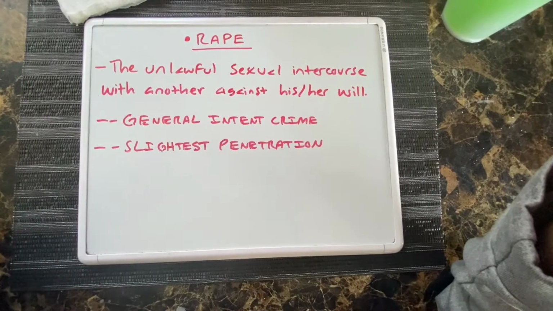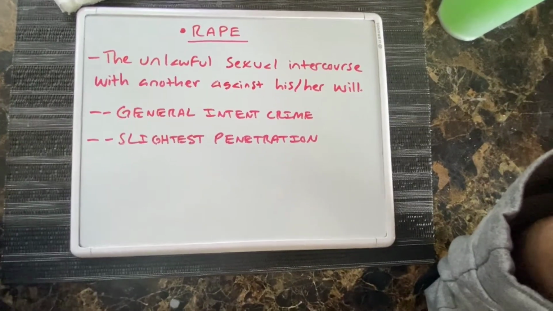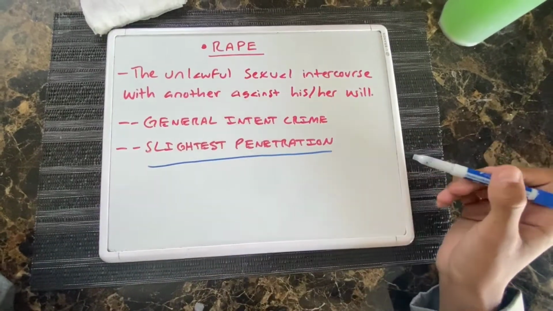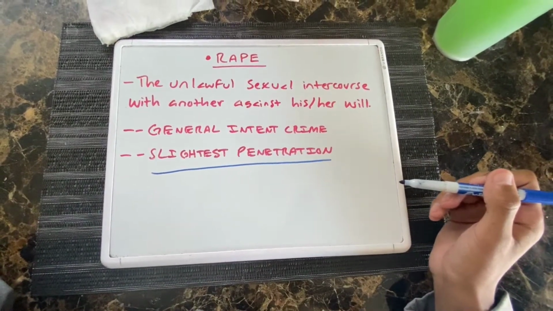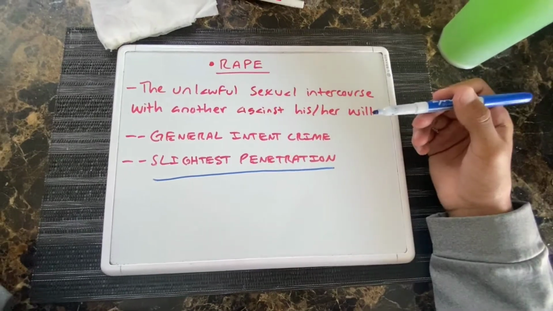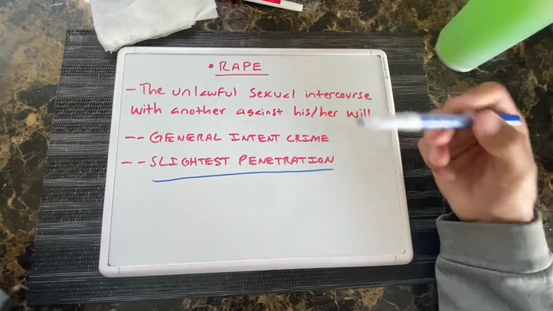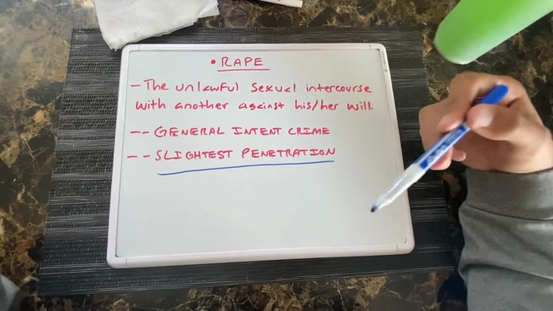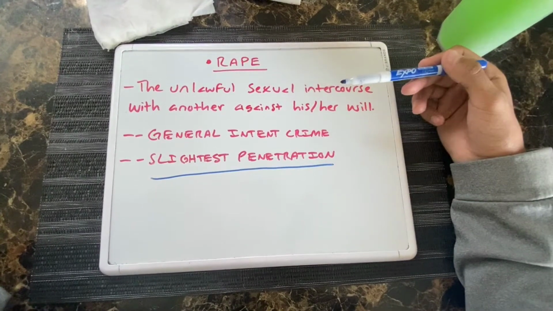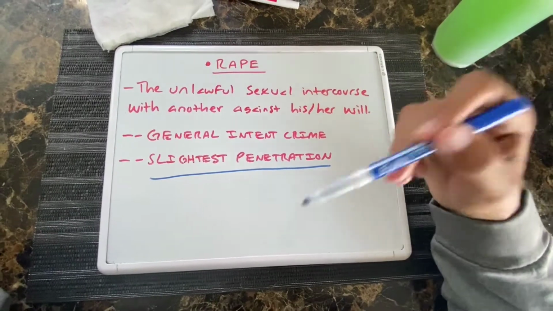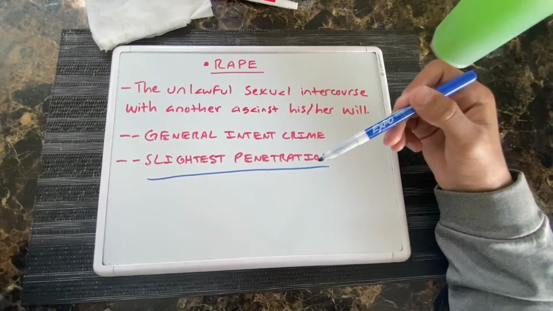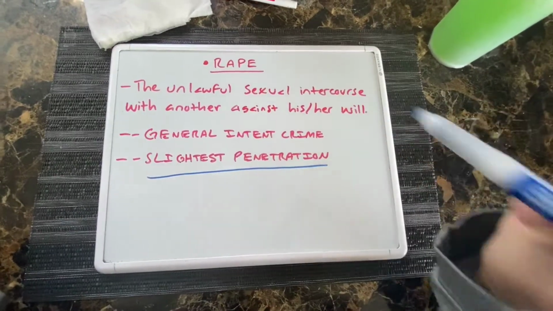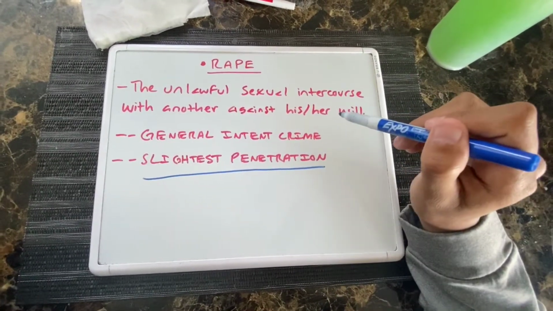It is a general intent crime, and this is important to know, that the slightest penetration of the penis will suffice. So the most common example is a man and a woman. A man forces himself onto a woman and he has sexual intercourse with her against her will. The slightest penetration, it could be centimeters, it could be millimeters, and it can last even for seconds. That will constitute the crime of rape.